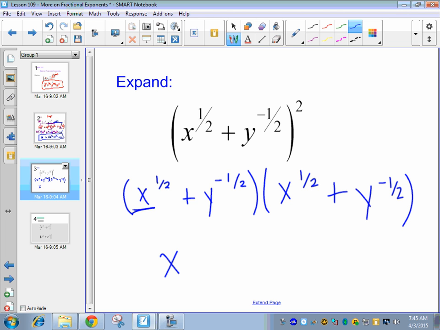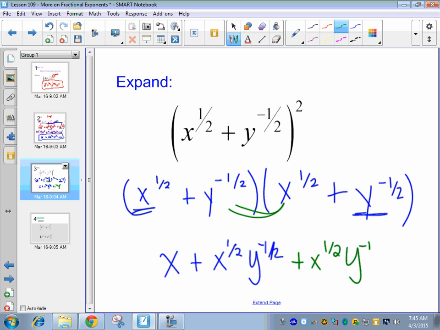And then we do the outside terms together. So Daniel, what's x to the 1/2 times y to the negative 1/2? X to the 1/2 times y to the negative 1/2. Yep, we just write them right next to each other. Okay. And same thing when I multiply these together, and I would put in alphabetical order just so you're consistent. So this would be x to the 1/2, y to the negative 1/2.